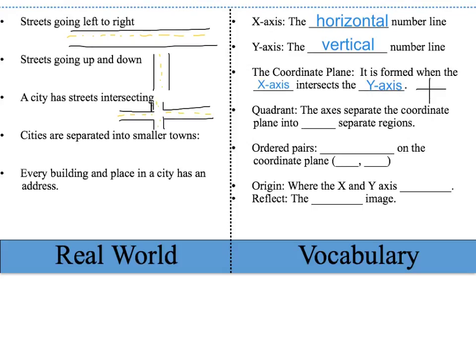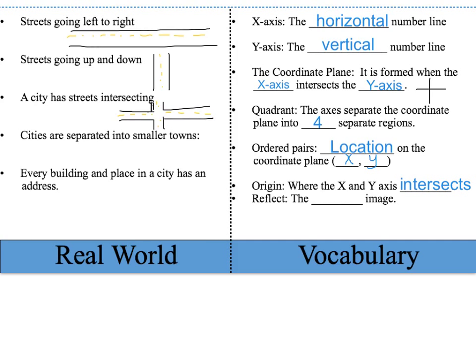The next vocabulary word is quadrant. The axes separate the coordinate plane into 4 separate regions. In the real world, every building and every place in the city has an address. In our math city, we have something called ordered pairs. An ordered pair is the location on the coordinate plane, and it's usually done in this format: x first, comma, y.